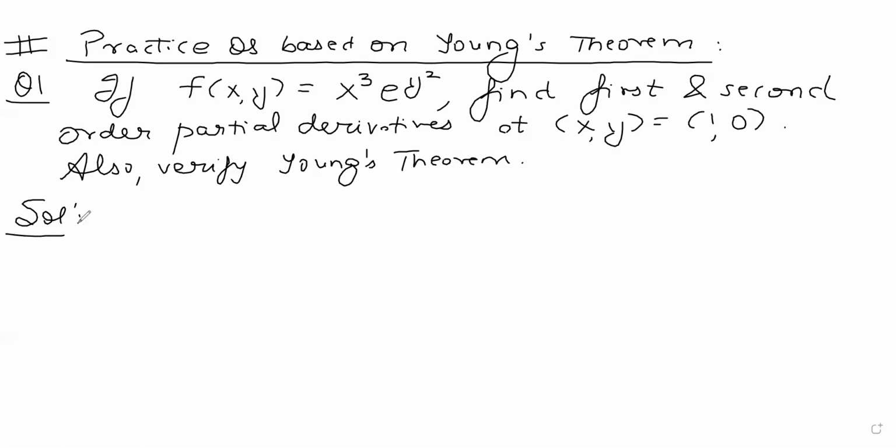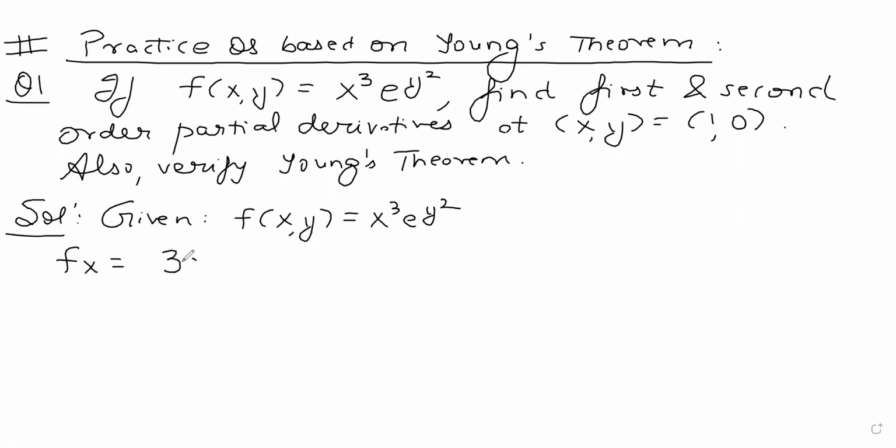So let's quickly solve this. We are given the function f(x, y) is x cube e to the power y square. Let's quickly find out all the derivatives. Students, I'm using short forms because they are much easier to work with. So I prefer to use fx, fy and so on. So fx will be the partial derivative of the function with respect to x, which is 3x square e to the power y square.